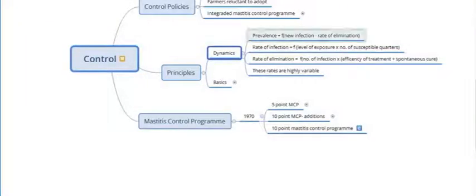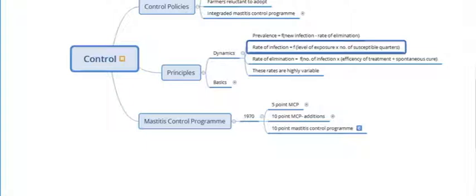So you can say that the prevalence of mastitis is a function of new infections minus the rate of elimination. So what is the quantity of mastitis in your area? It will be dependent upon the number of new infections minus how fast you are eliminating mastitis cases in your area. Now rate of infection can be a function of the level of exposure, and it is multiplied by the number of susceptible quarters. So as the susceptible quarters increase, the risk of occurrence increases, and that is further fueled by the level of exposure.